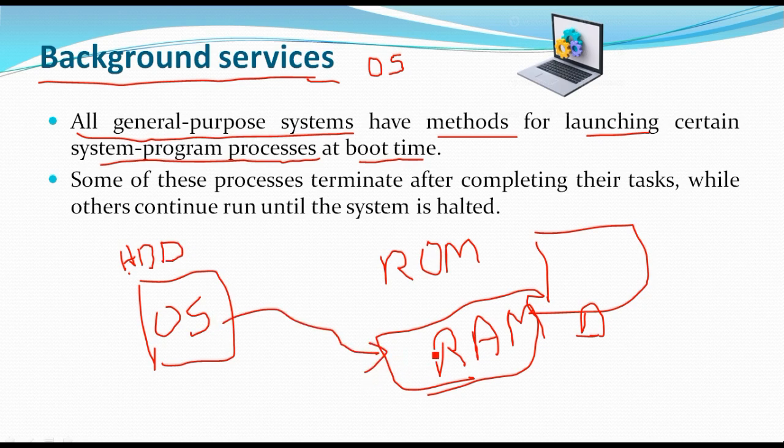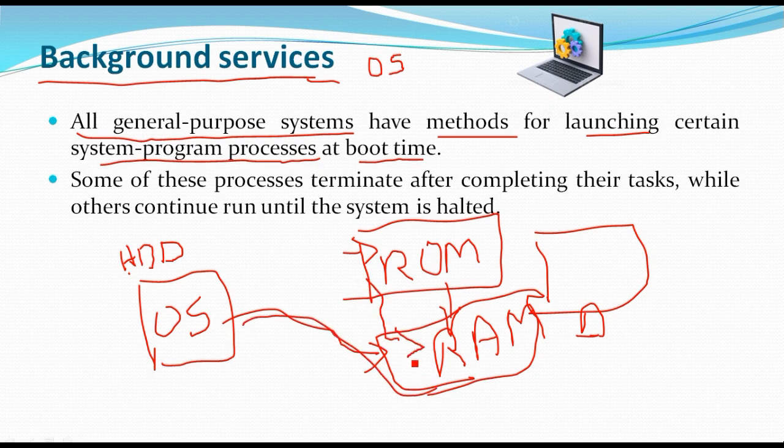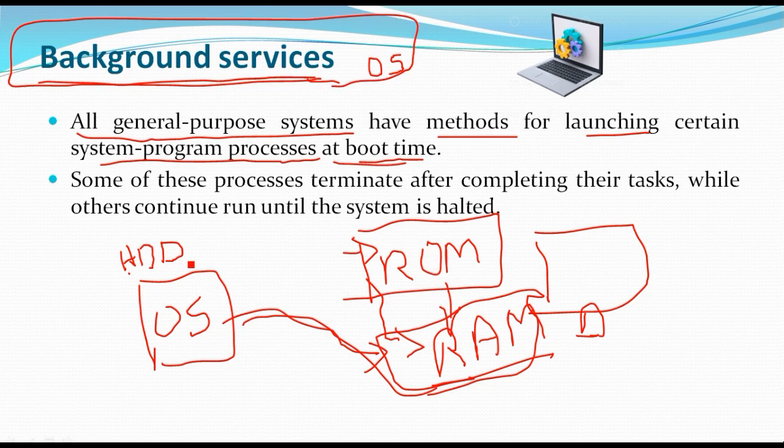So there is a ROM chip holding a bootstrap program. That bootstrap program first initiates loading the operating system and all the necessary programs into the RAM. Therefore there are methods for launching certain system program processes at boot time. Those are the background services, right? The bootstrap is a background service program, a system program process at boot time.